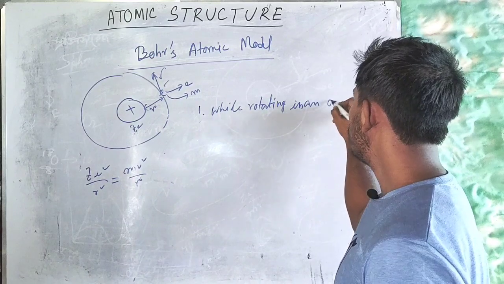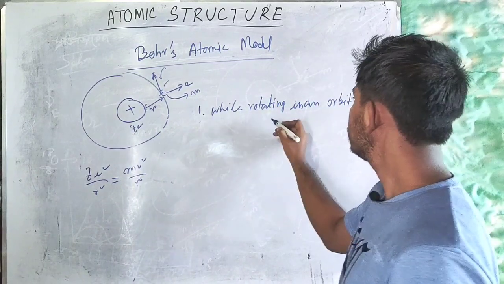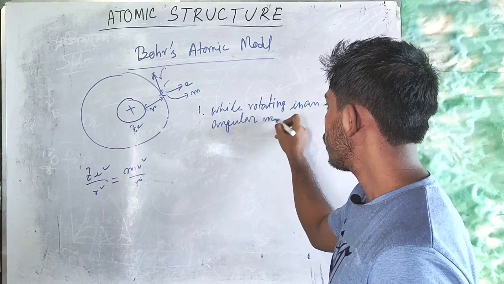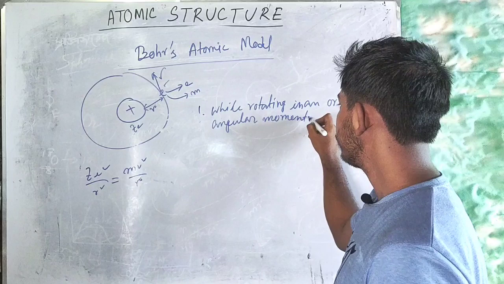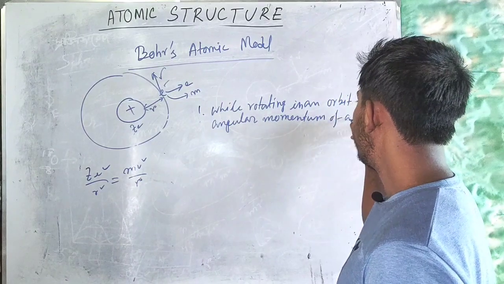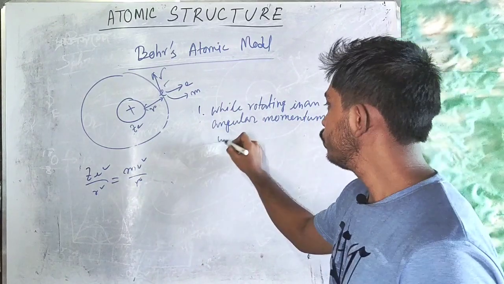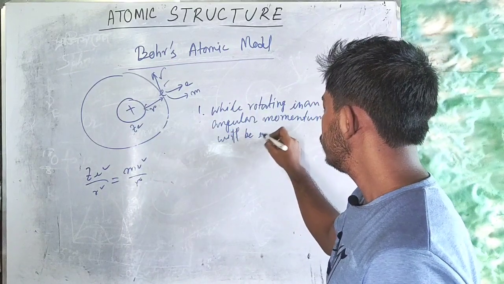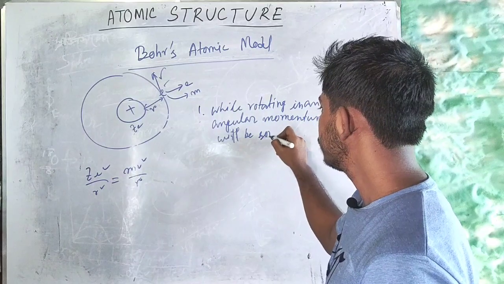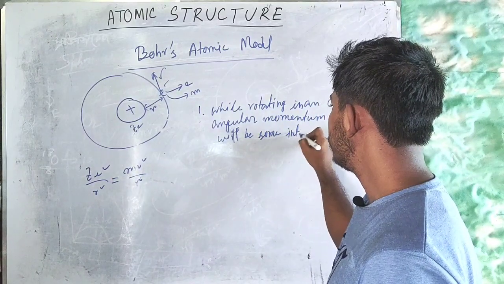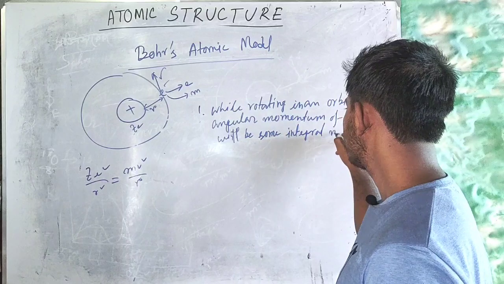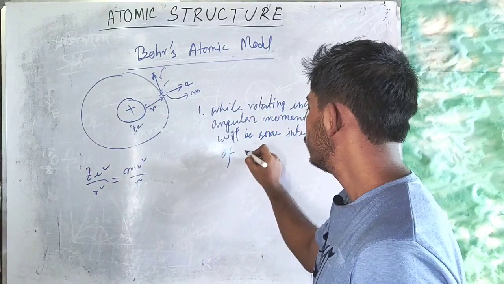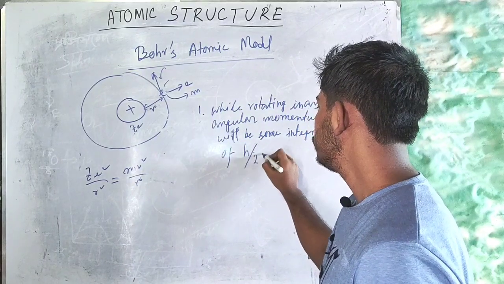in an orbit, the angular momentum of an electron will be some integral multiple of h by 2 pi.